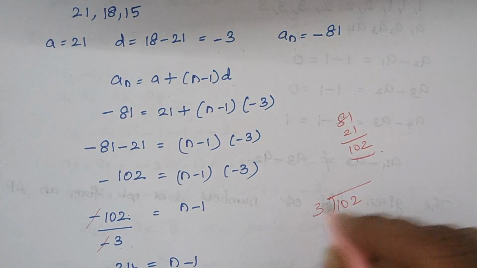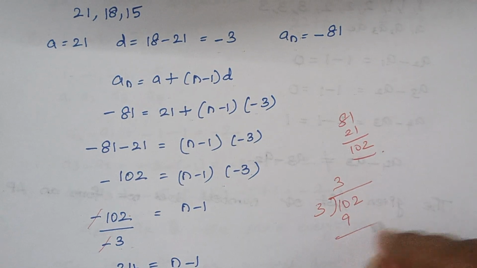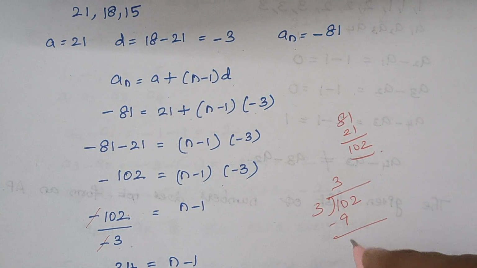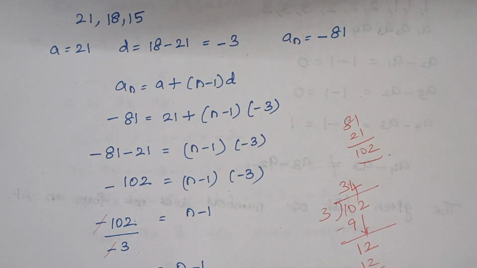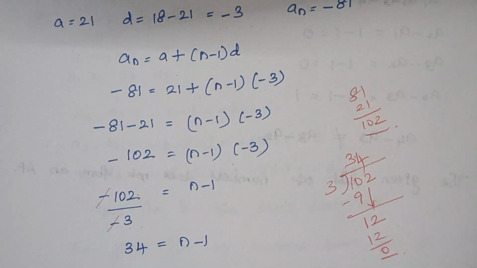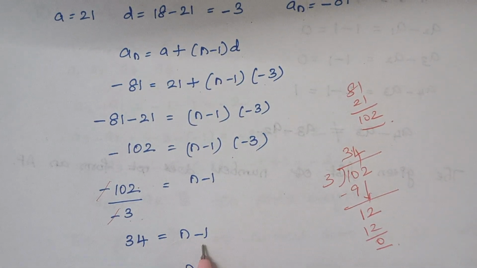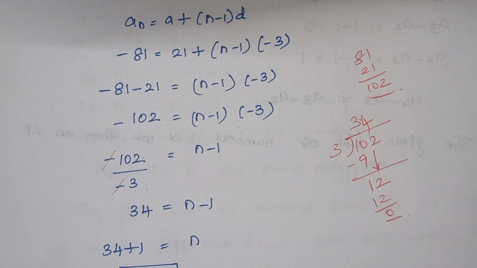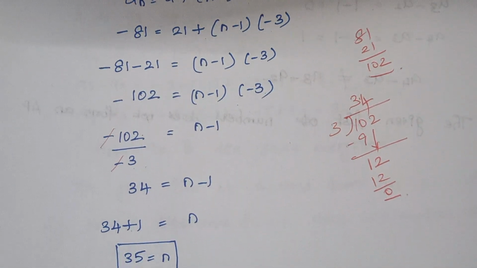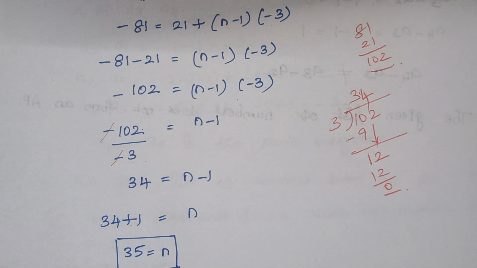So how do you divide? 102 is divided by 3. 3 3s are 9. So 10 minus 9 is 1, and I am bringing this 2 down. So 4 3s are 12. Right. So here I got 34. So 34 is equal to n minus 1. We need to find n. Again I am moving this minus 1 to the left hand side. This becomes plus 1. So n is equal to 34 plus 1. Therefore the value of n is 35.